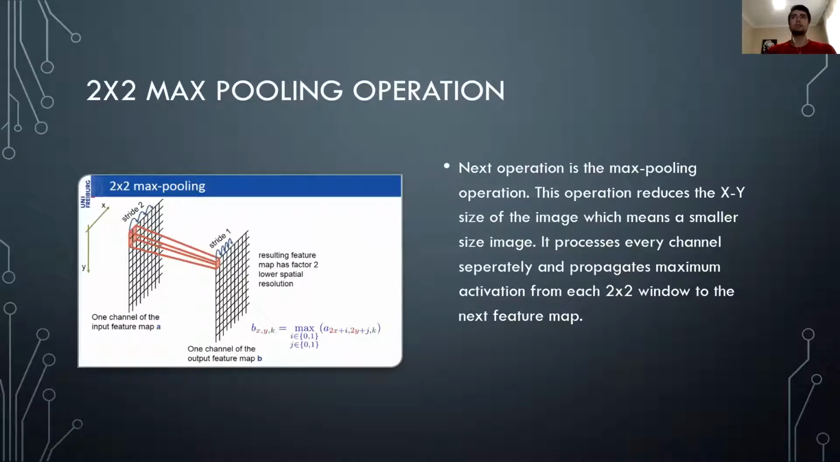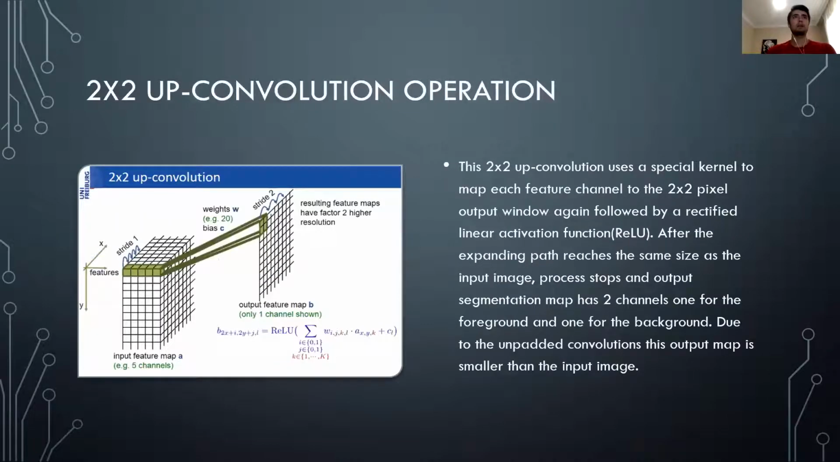The next operation is the max pooling operation. This operation reduces the XY size of the image, which means a smaller size image. It processes every channel separately and propagates the maximum activation from each 2x2 window to the next feature map. The next operation is the 2x2 upconvolution operation. This 2x2 upconvolution uses a special kernel to map each feature channel to the 2x2 pixel output window, again followed by a rectified linear activation function.